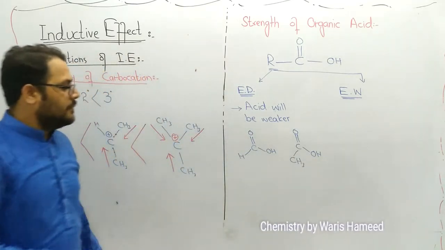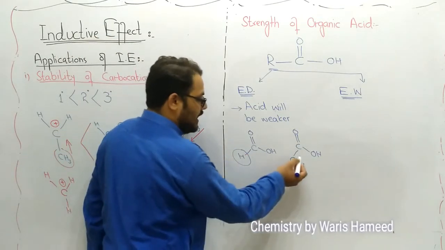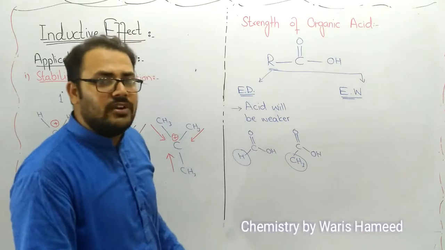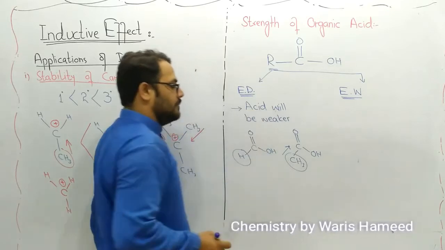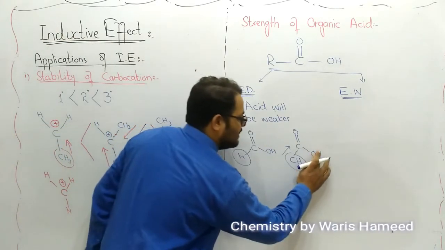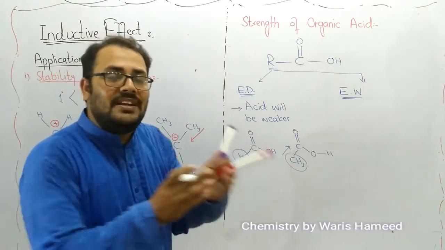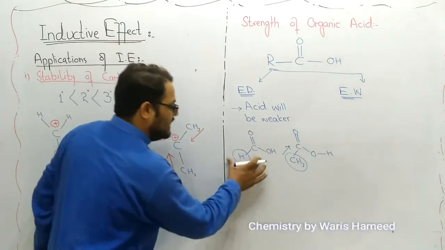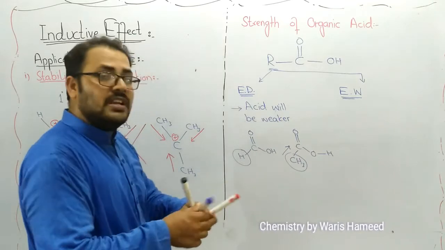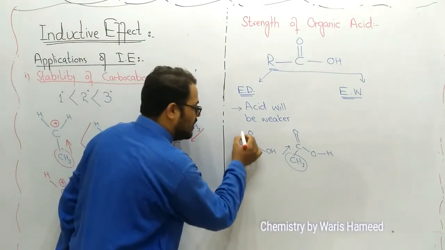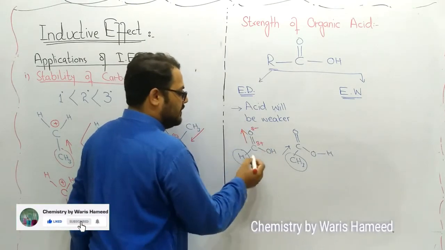Now look at this. It is a weak electron donating group, and CH3 is a stronger electron donating group as compared to hydrogen. So it pushes electronic density toward carbon, and electrons will be available for hydrogen to be stable, to be attached with the carboxylic group. In this case, this carbon is more partial positive. Electronic density is being attracted toward oxygen, and it becomes more partial positive, and it becomes partial negative.